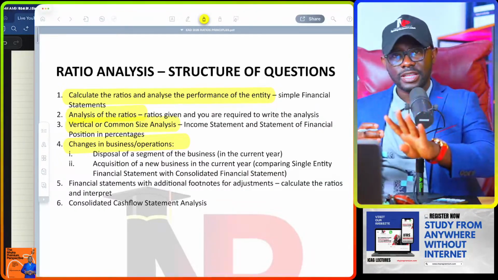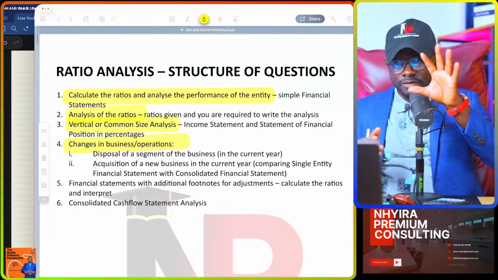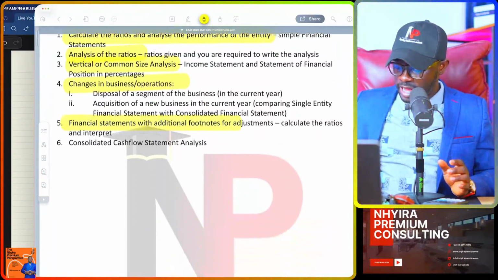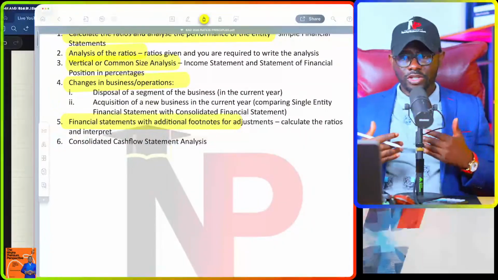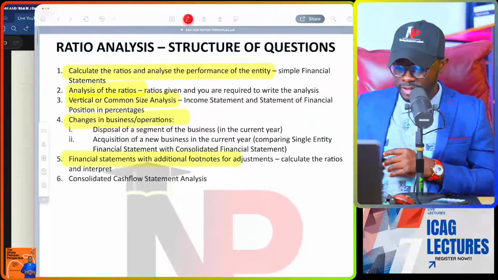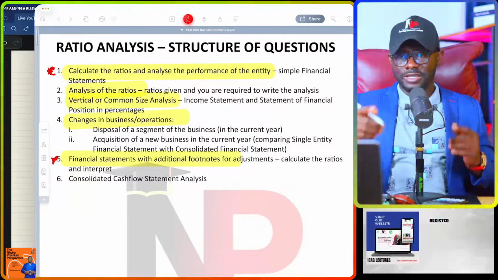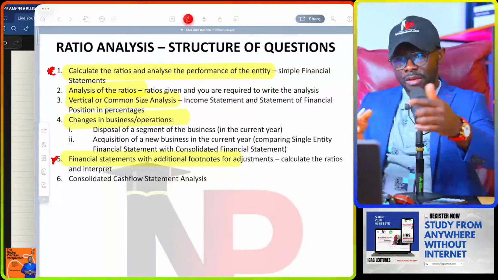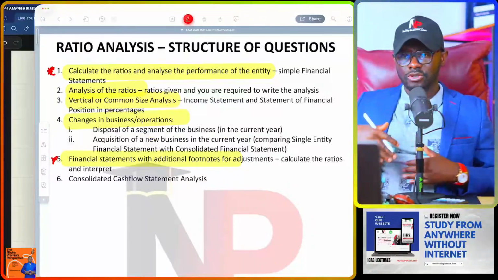So that is the fourth styling of question, changes in ownership. The fifth styling of question, finally, for financial reporting student, is the financial statement with additional footnote for adjustments. What does that mean? It means here you are going to be making some adjustments to the financial statement. The difference between the fifth styling of question and the first styling of question is that in the first styling of question, there are no footnotes. You are just calculating ratios with a financial statement given. But the fifth styling of question, there are footnotes, and the footnotes will then require you to make adjustment to the financial statement.